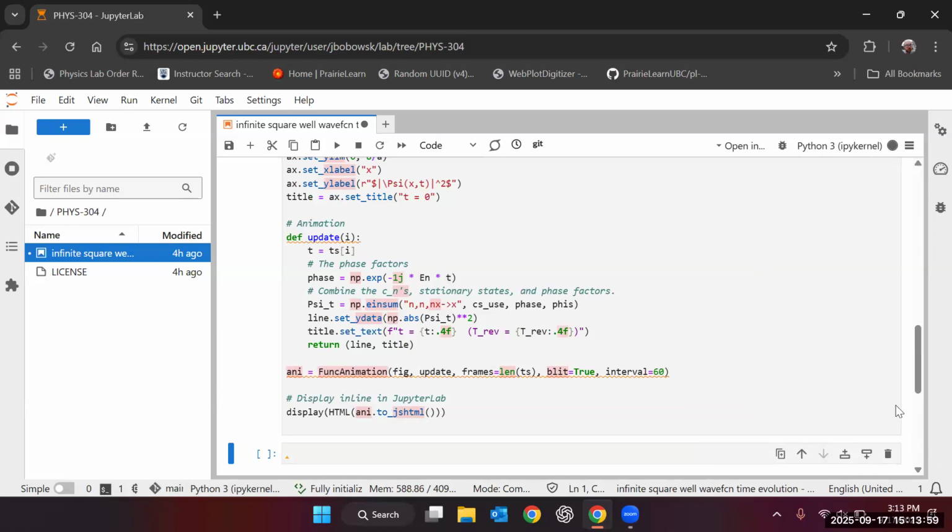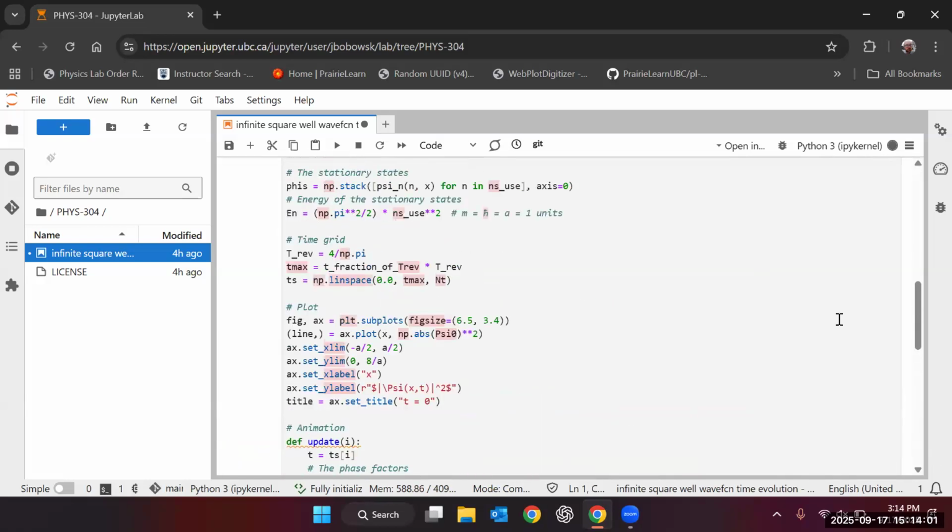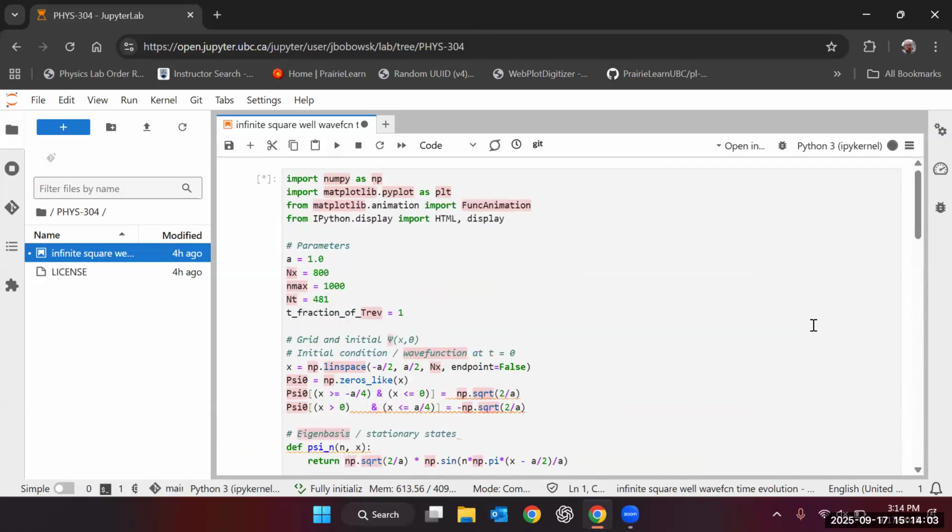So hopefully this is running. Let's see. It is running. There's a little star there. We'll wait for that star to go away. You can also make something like this in Desmos as well. You could make something like this in a whole bunch of different platforms.